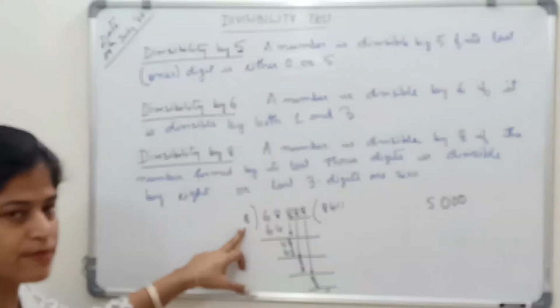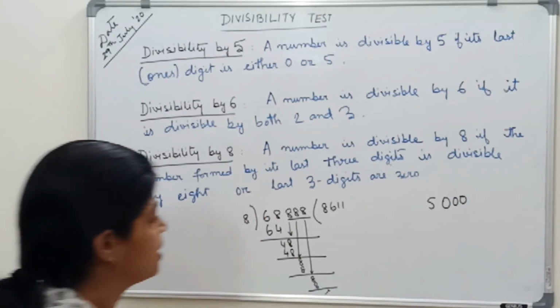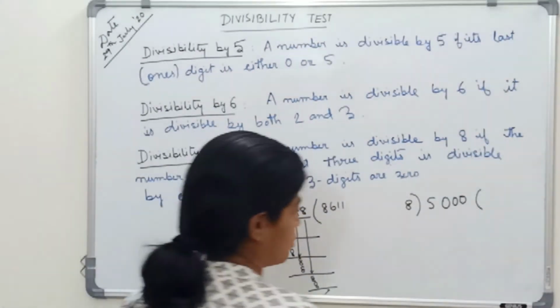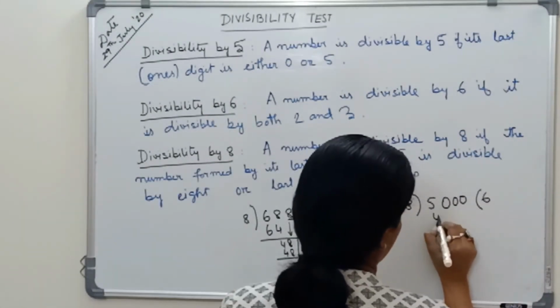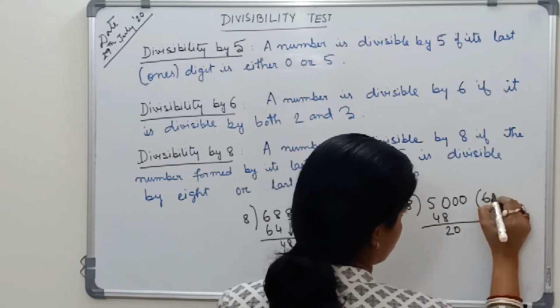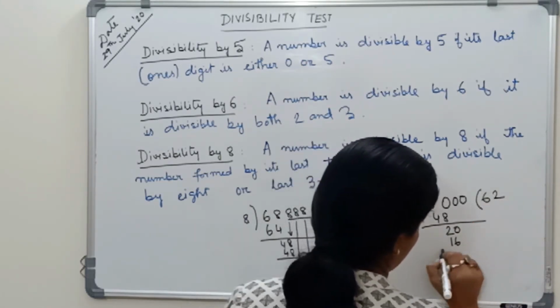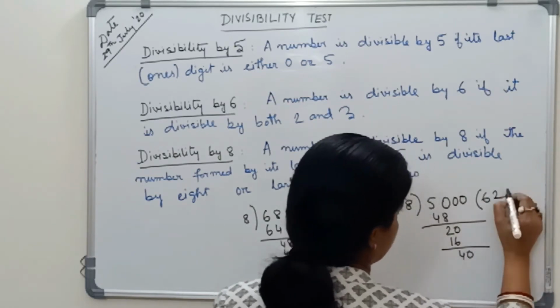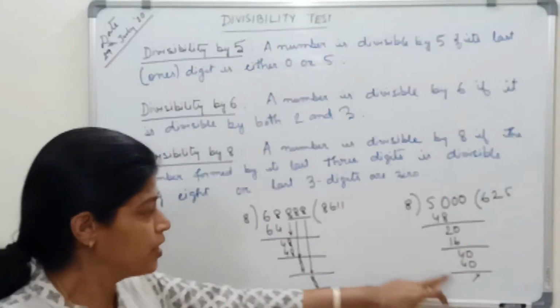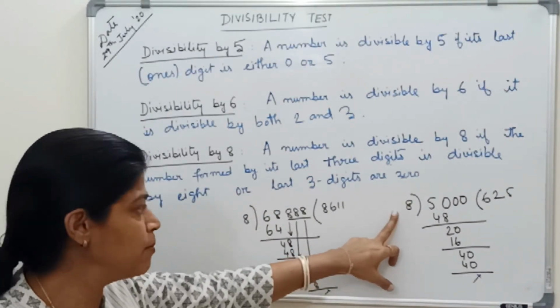So this is exactly divisible by 8. Now here, 20, 2, 16, 40, it's a 5, it's a 5, 40. Now see, this number is also divisible by 8.